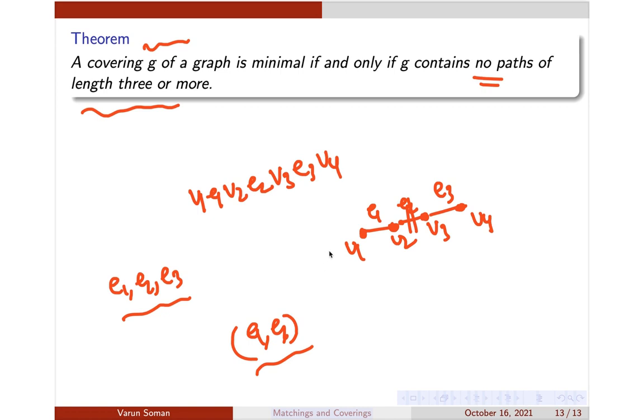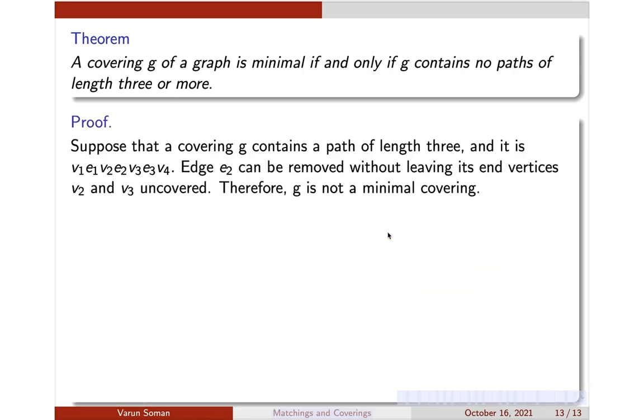It will not disturb the covering property, because with E1 you can actually mark V1 and V2, with E3 you can mark V3 and V4. So E2 is actually an extra one, so E2 is not required. Okay, so if there are paths of length 3, definitely the covering will not be a minimum one, because you can actually eliminate one extra edge there. That's the idea.